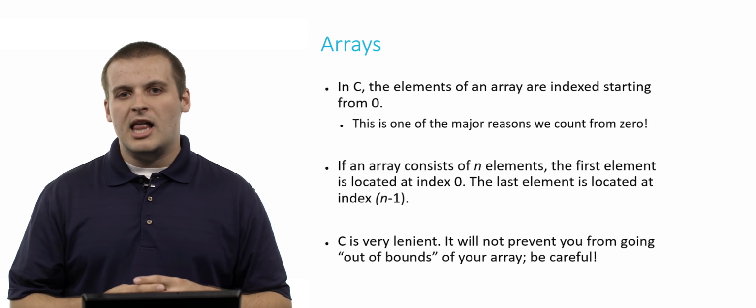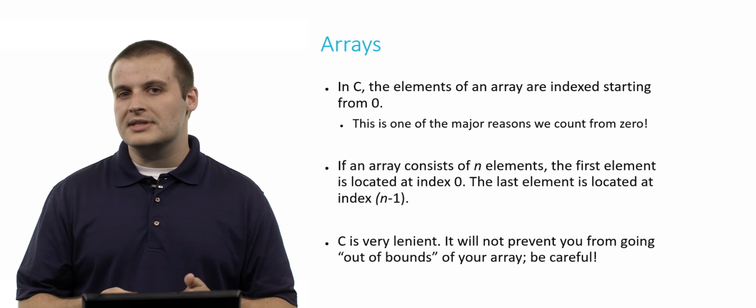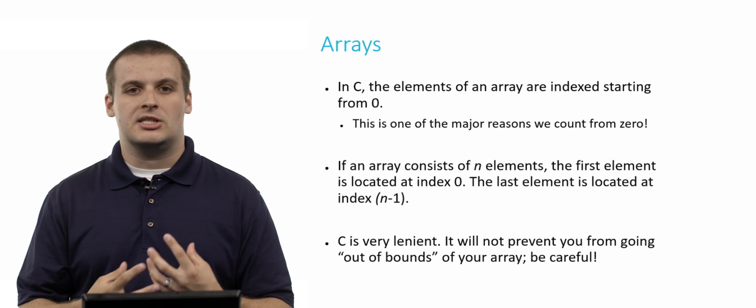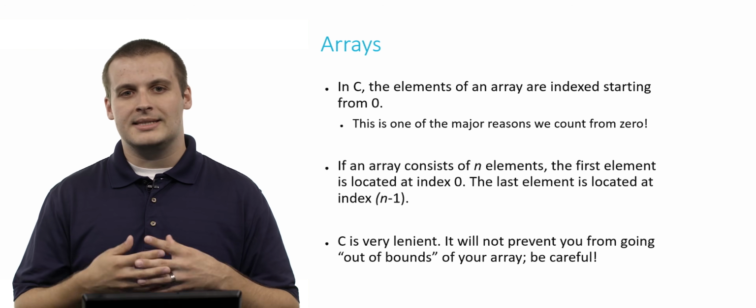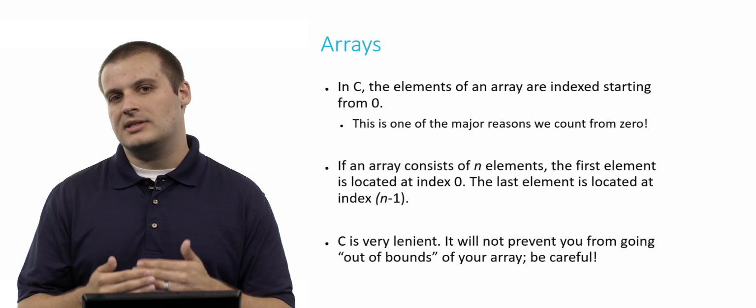In C, the elements of an array are indexed starting from 0, not from 1. And this is really important. And in fact, this is why we in CS50 and why computer scientists frequently will count from 0. It's because of C's array indexing, which always starts at 0.